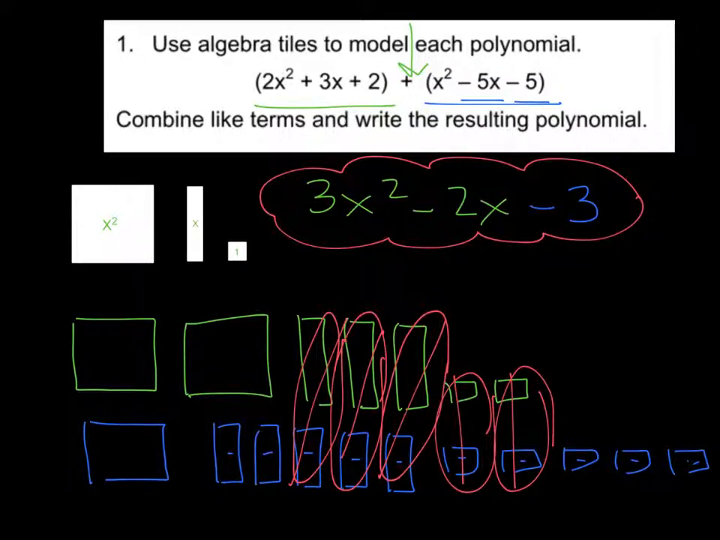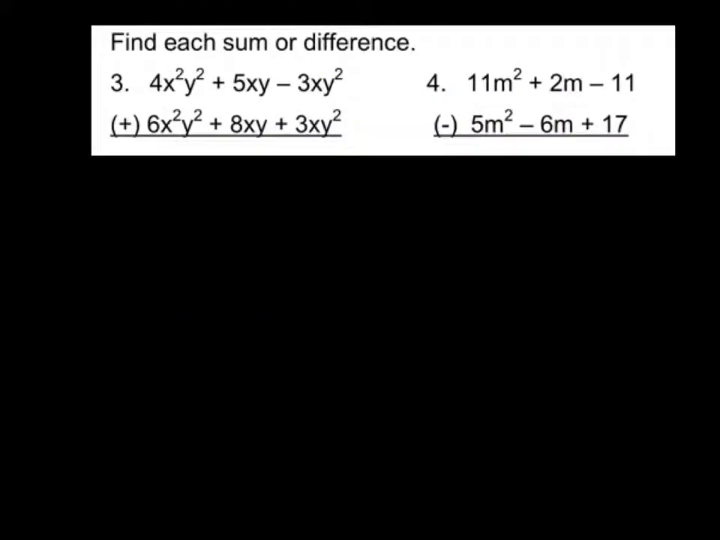Remember, when you're adding, all you're doing is combining like terms. So my x squareds go with my x squareds, my x's go with my x's, and my numbers go with my numbers. Remember, those are called constants. And don't forget, the sign in front of the term belongs to it. Okay? Let's try another one.